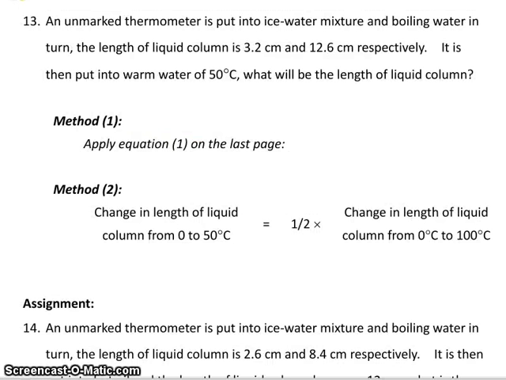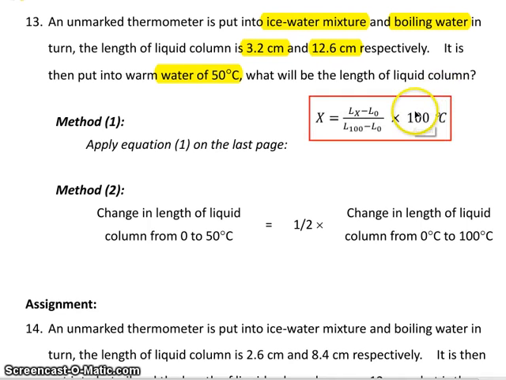Now turn to the next page and take a look at checkpoint question 13. Let's read the question. It says that the thermometer is put into an ice-water mixture. At that time the liquid column is 3.2 cm long. When it is in boiling water, the liquid column is 12.6 cm long. Now you are going to calculate how long the liquid column would be when it is in water of 50 degrees Celsius.